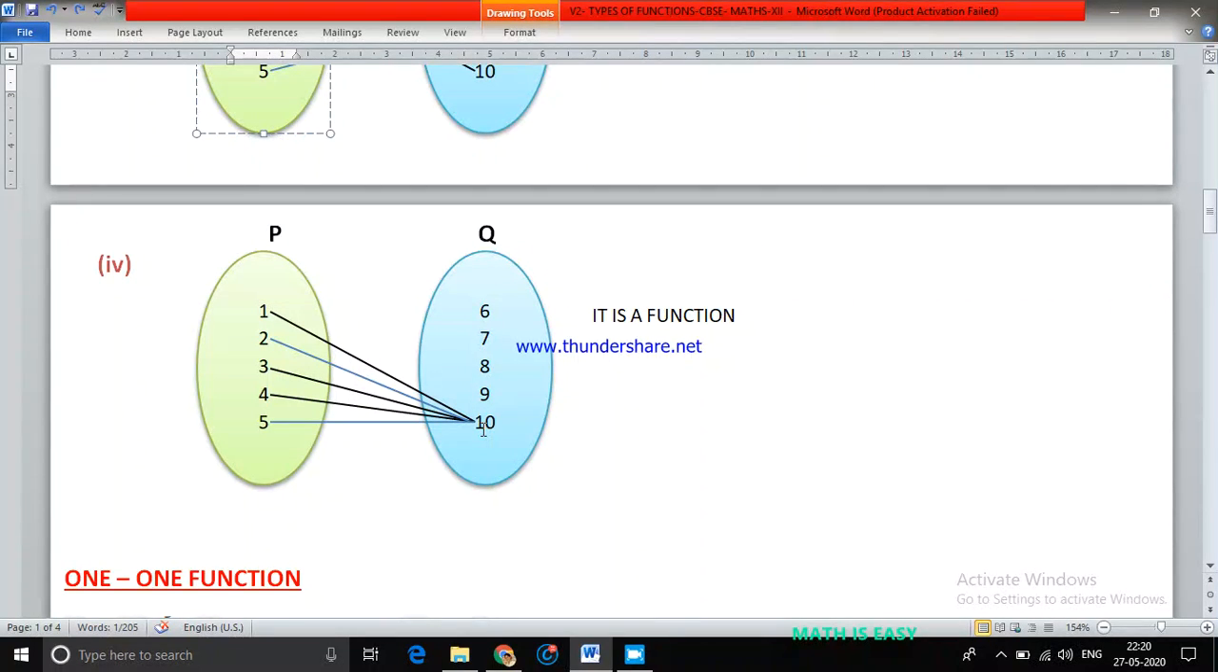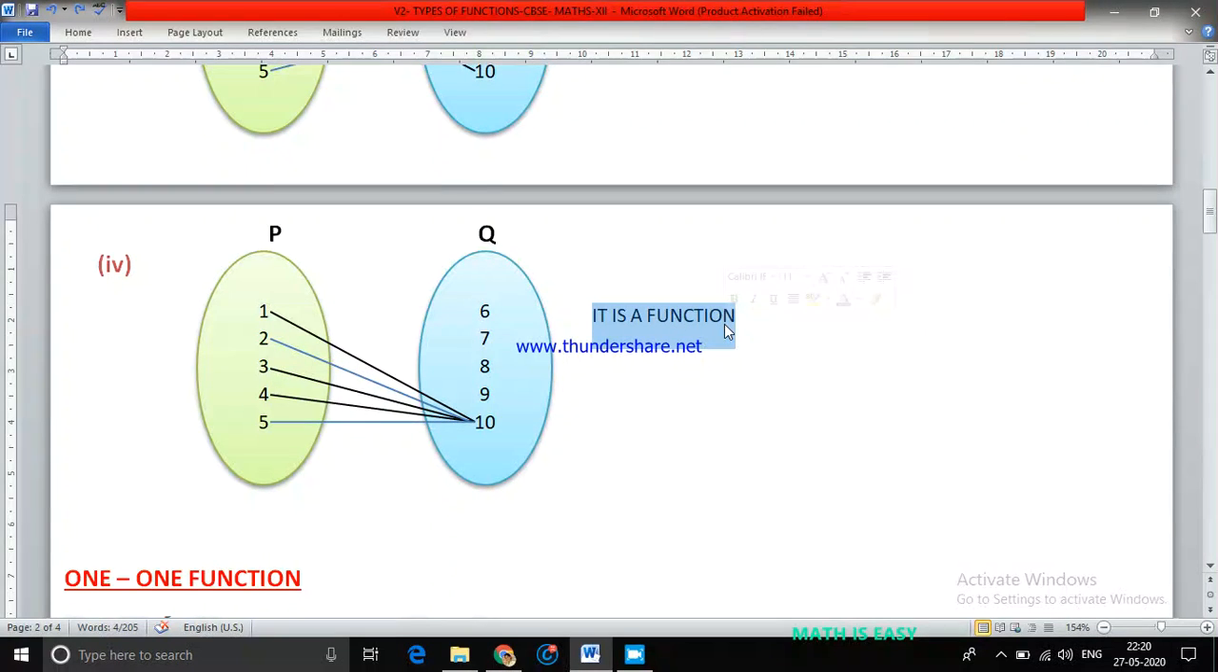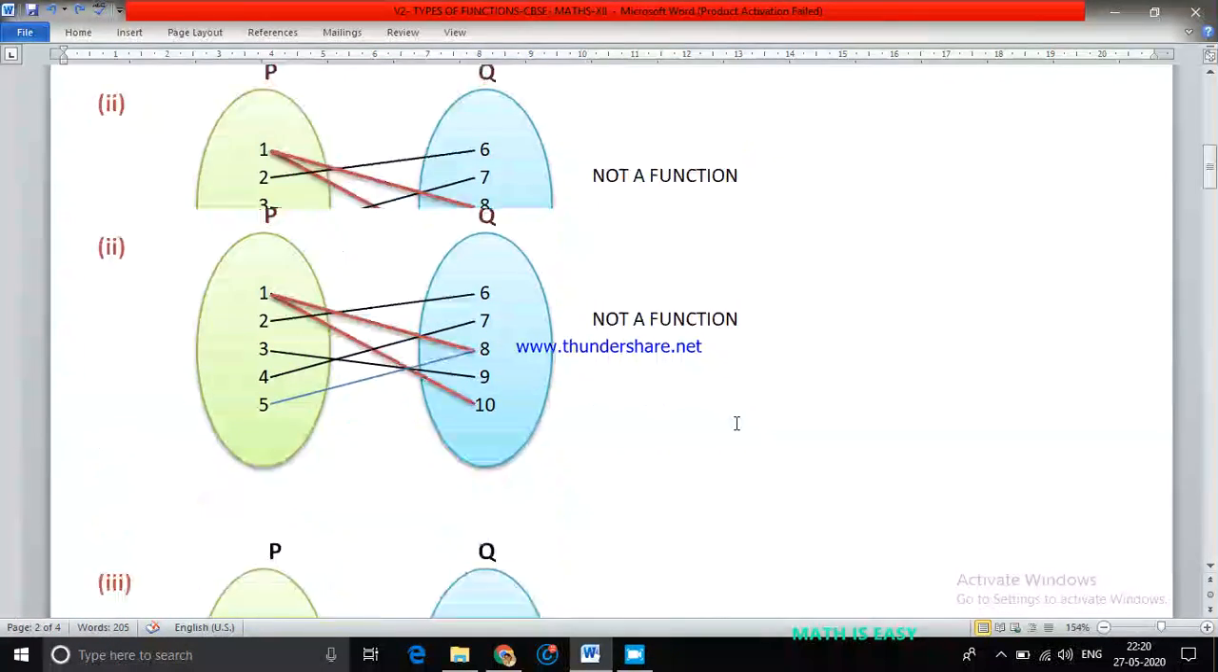Is it a function? Yes, as I have written here, it is a function. Now you may have a doubt: how come all the elements have only one image? So how can it be a function? This is where you have to understand the definition of a function very clearly.